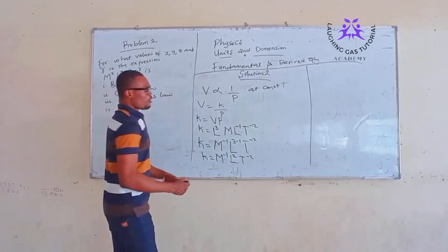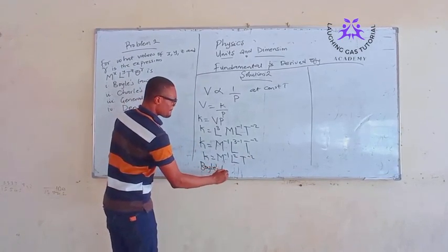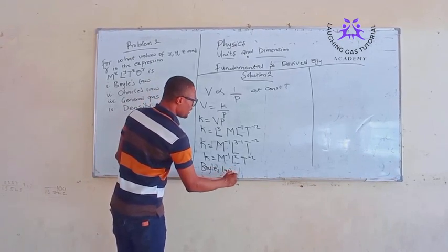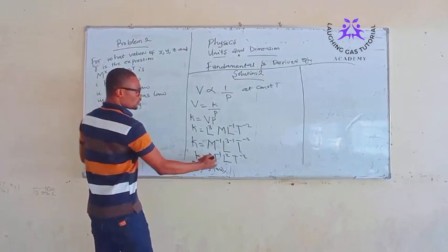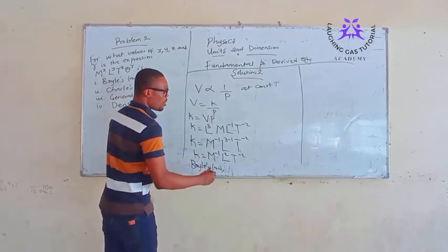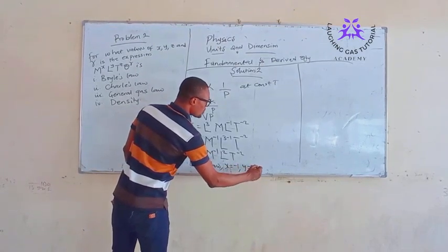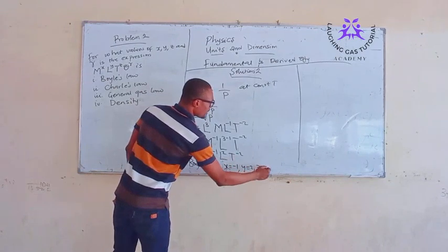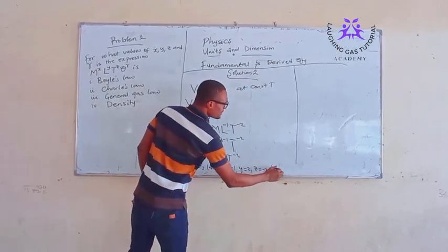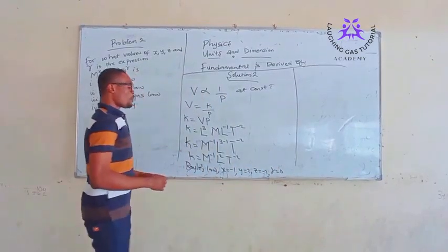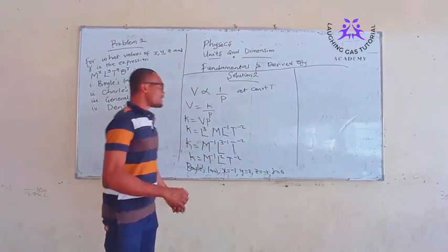So it means for Boyle's law, look at x, y, z, and gamma. So if you check, x is the power of m. So it means that here x is minus 1, and then y is 2, and z is minus 2. Since there is no term in theta, it actually means that gamma is 0. So for Boyle's law, x is minus 1, y is 2, z is minus 2, and gamma is 0.